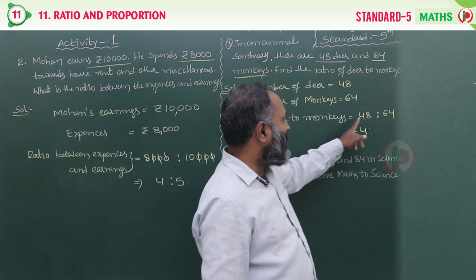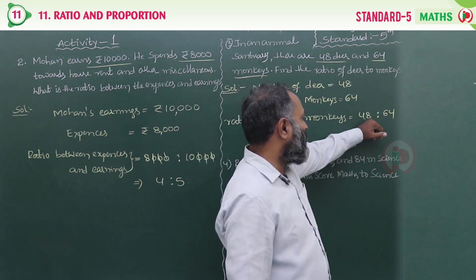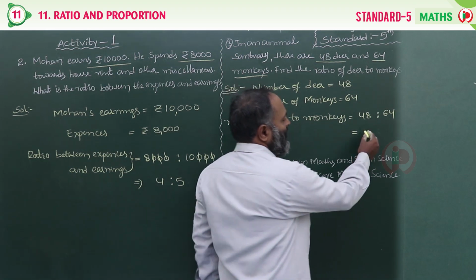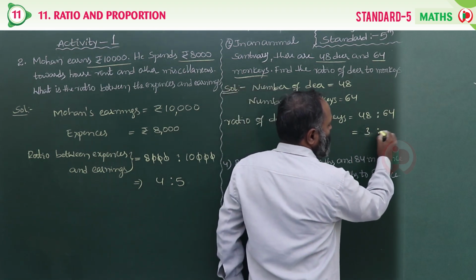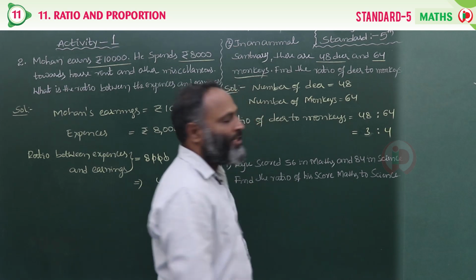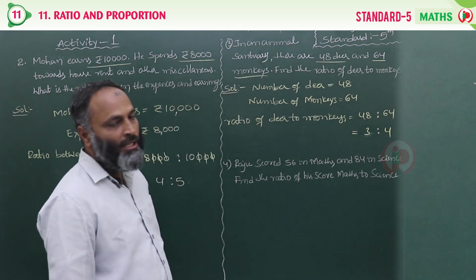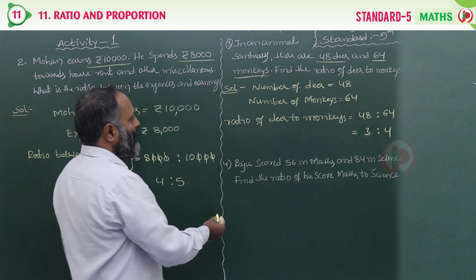Now students, see here: 48 and 64, no? These two are divisible by 16 table. 16 3s are 48, 16 4s are 64. The ratio of deer and monkeys is 3:4. Okay, so now the next question.